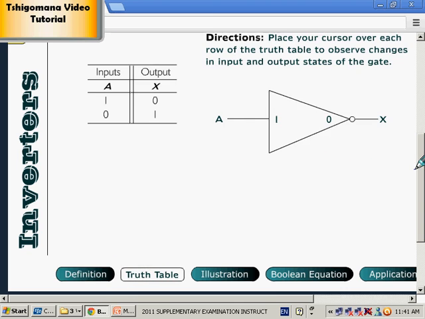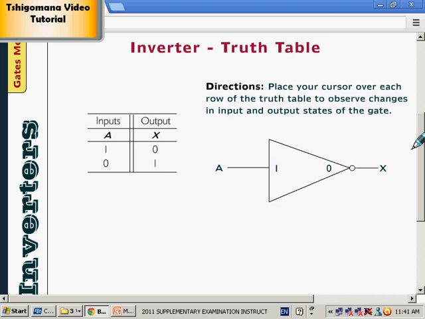Now let us go to the truth table of the inverter. Right, check what I'm going to do here. I'm going to place the cursor over each row of the truth table so that you may observe the changes in input and output states of the gate.